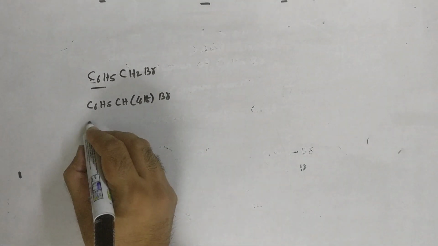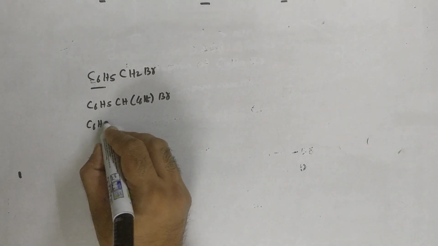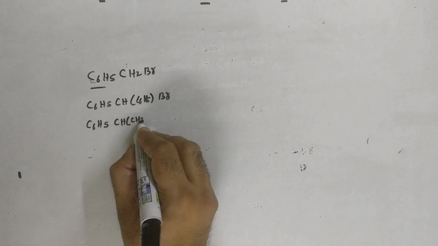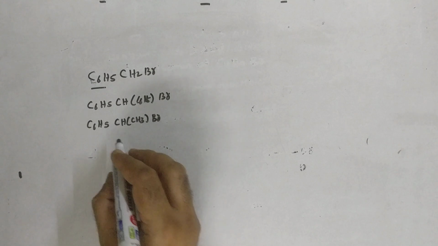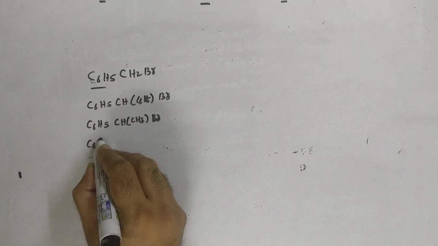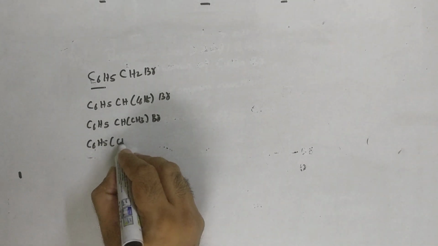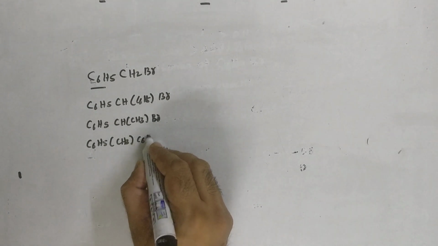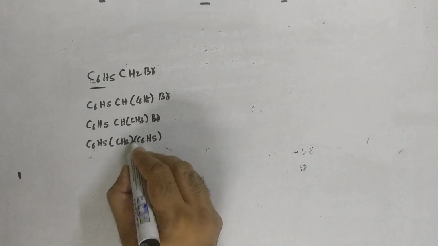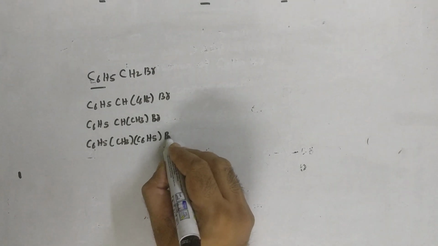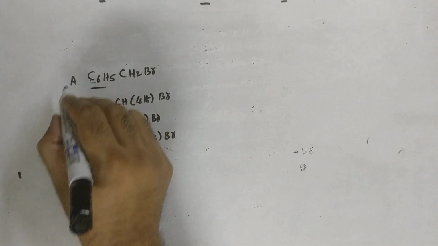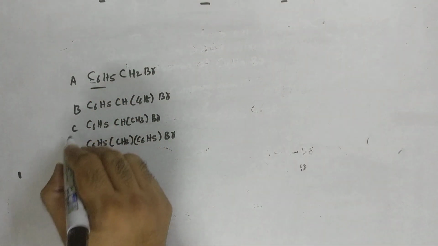Okay, the next variety which is given to us is C6H5 with a benzene ring, CH, CH3Br. Another one is nothing but C6H5. In this case we are going to put the concept of the benzylic one. I told you benzylic halides are very reactive because they form carbocations which are highly resonance stabilized. So let's say this is A, this is your B, this is your C, and this is your D.